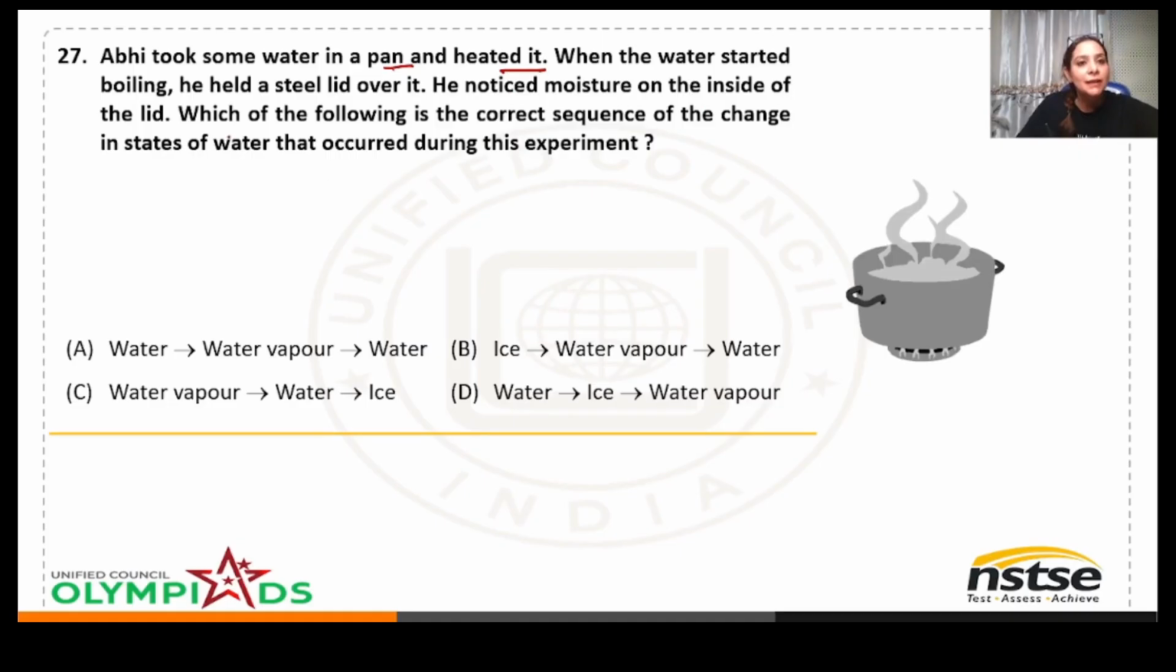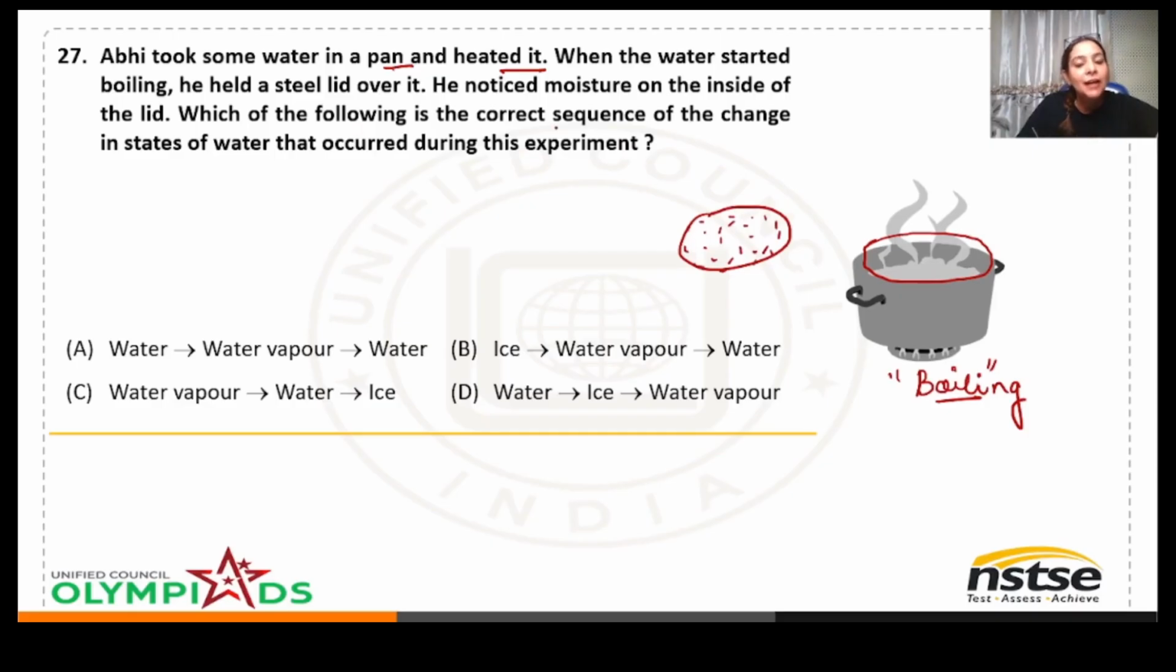When the water started boiling, he held a steel lid over it. So first, he put it on the flame and heated it so that the water starts boiling. Then after that, he covered it with a lid, a plate or something. He noticed that the moisture on the inside of the lid, that means when the lid was removed, it was all over covered with droplets. Moisture means water droplets.